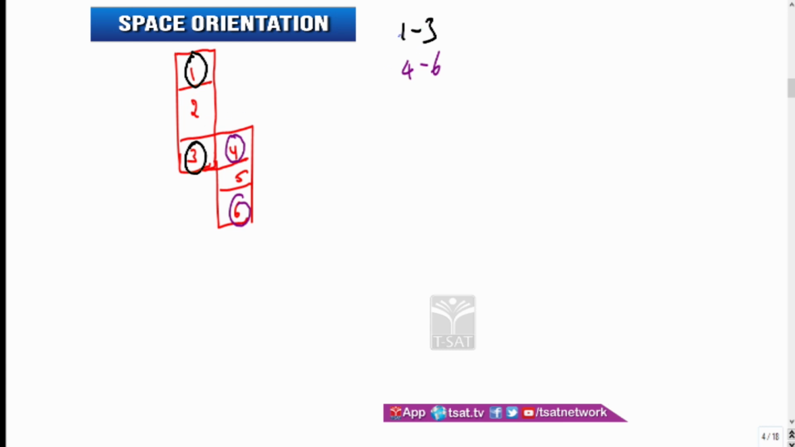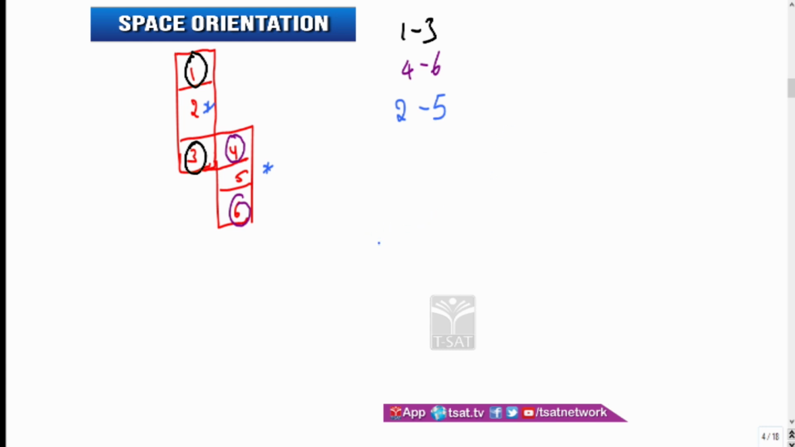Now 1 and 3 is over, 4 and 6 is over, and what are remaining? Only 2 and 5 are remaining. So obviously 2 is opposite to 5. So in this way I can find out opposites very easily.